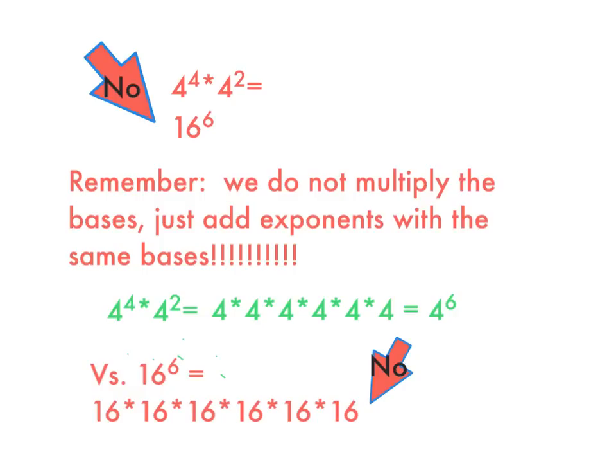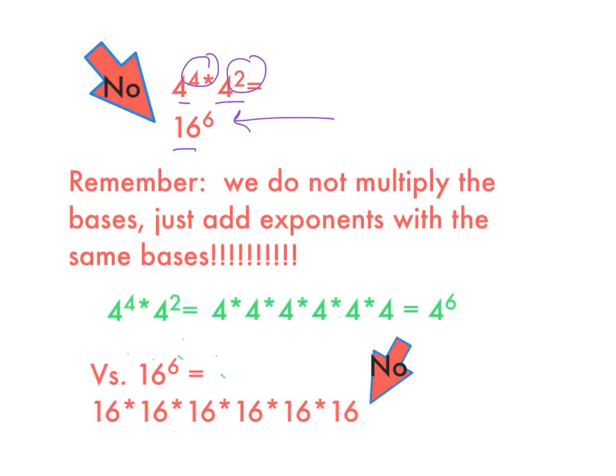Here's an example of making a mistake. Let's say we make a mistake and we end up multiplying the bases, when in reality we should have only added the exponents. So if I take 4 to the fourth power times 4 to the second power, and I make a mistake and I multiply these two bases together and get 16, and then I add my two exponents together of 4 plus 2 and I get 6. Well, what I really have is 16 to the sixth power as my answer.